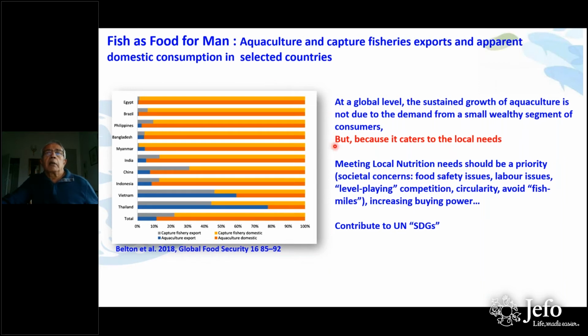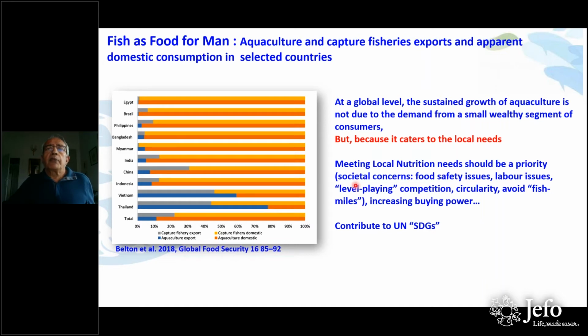And their conclusion is that at a global level, the sustained growth of aquaculture is not due to the demand from a small, wealthy segment of consumers, but because it caters to the local needs. That's a very important issue because when we are growing fish, it is for meeting the nutritional needs of the people. Meeting local nutrition needs should be a priority.